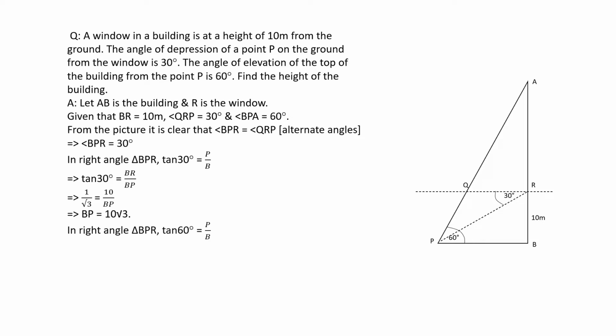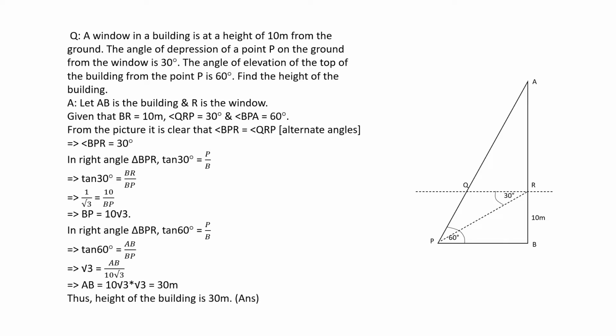Again, in right angle triangle ABP, tan 60 equals P by B, or it is nothing but tan 60 is AB by BP, or it is nothing but root 3 equals AB by 10 root 3. So AB is 10 root 3 into root 3, which is nothing but 30 meters. That means the height of the building is 30 meters, is the answer.